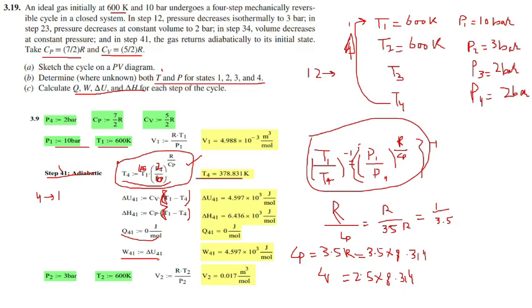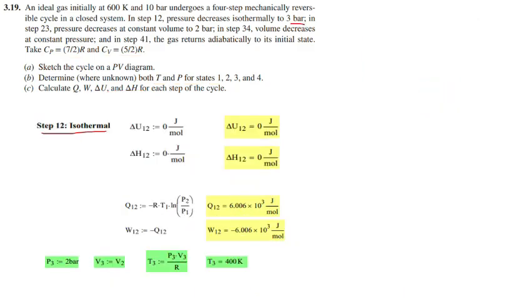Now this last thing is volume. You will find the volume by using ideal gas law. V2 is equal to RT2 over P2. Okay, so everything is clear. So T4 was equal to 378 Kelvin. Now we will solve the next step, the isothermal process.